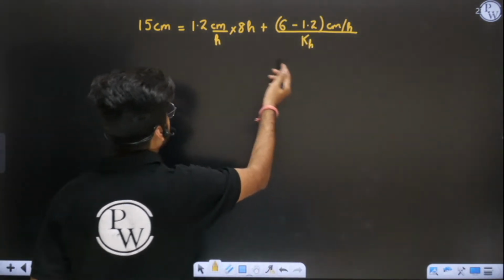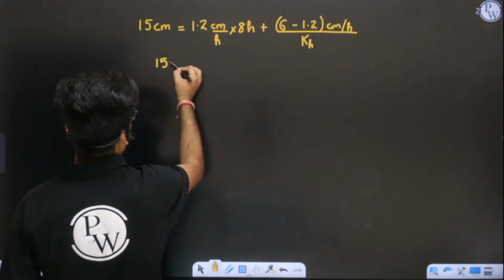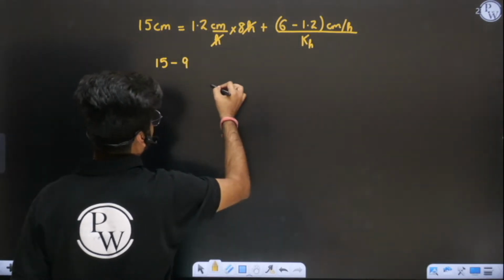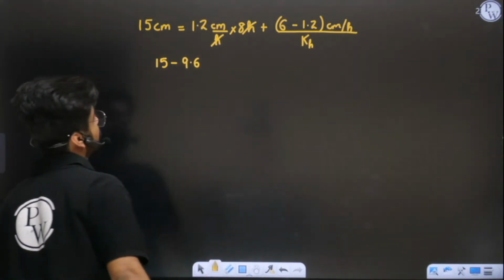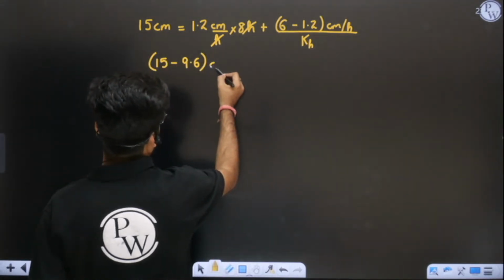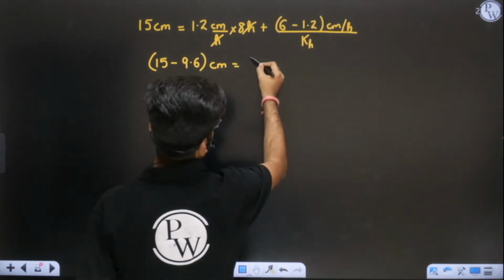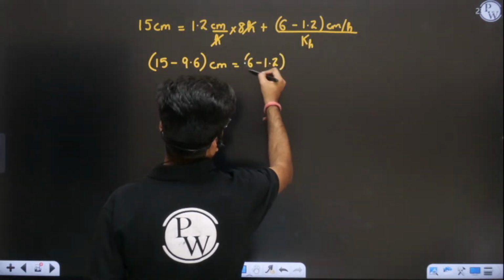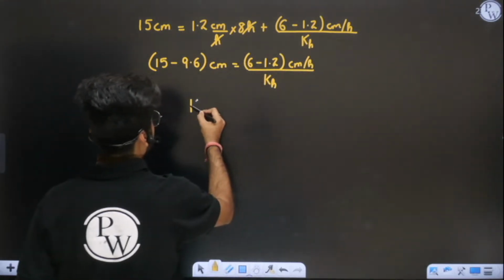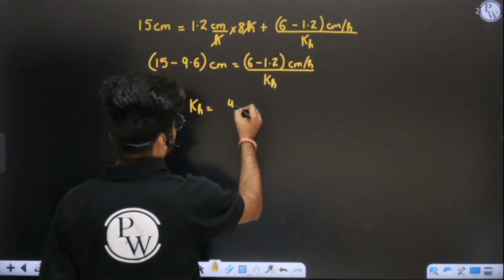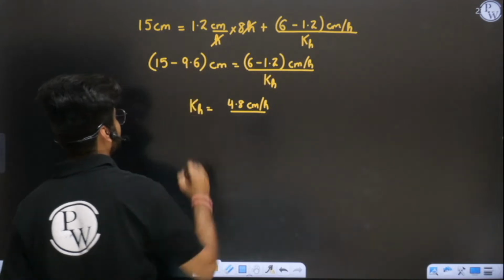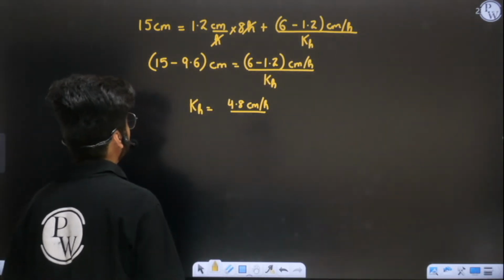1.2 into 8 is 9.6. Bring it here. 15 minus 9.6. 12 8s are 96. 6 minus 1.2 centimeter per hour divided by k. So k is 6 minus 1.2, 4.8. This will go up, this will come down. 15 minus 9.6 is 5.4.